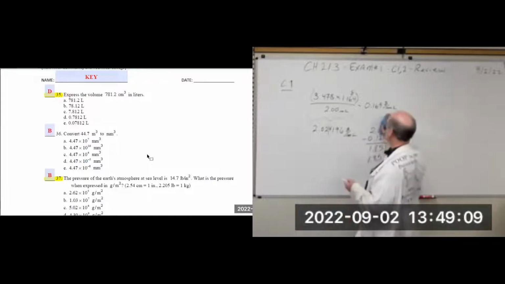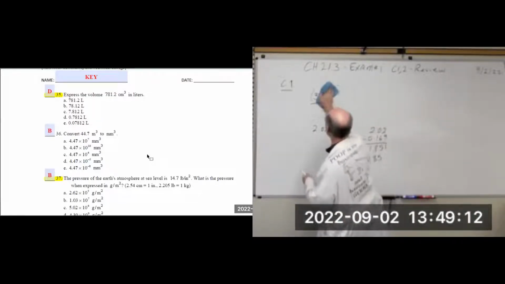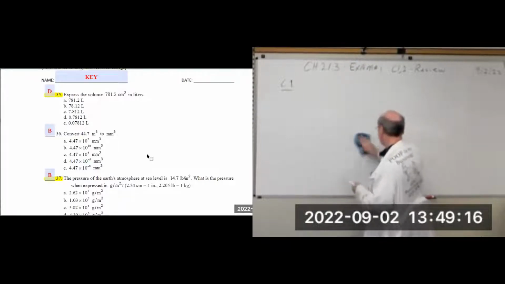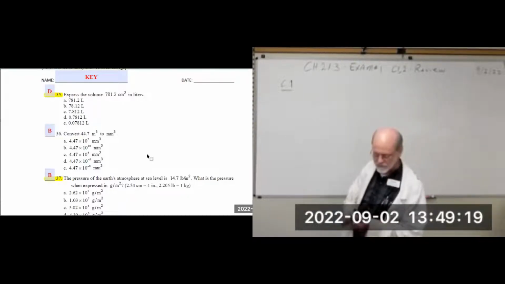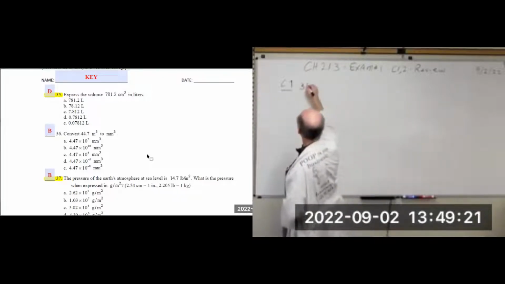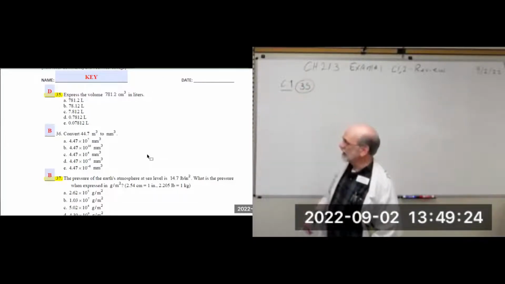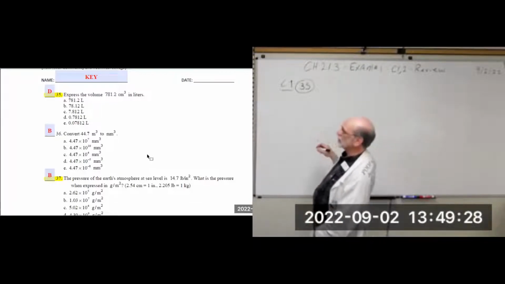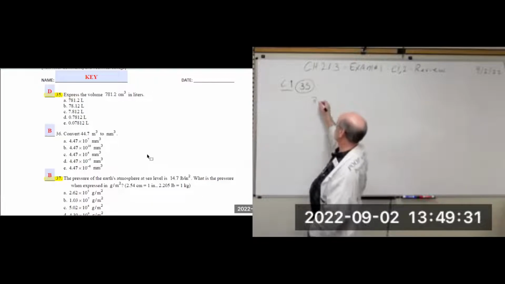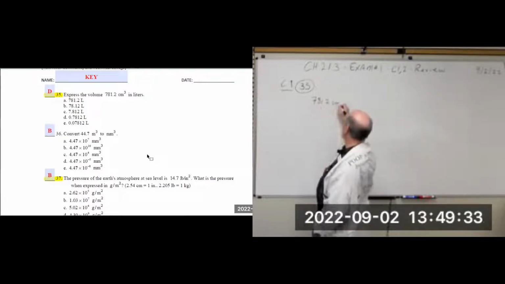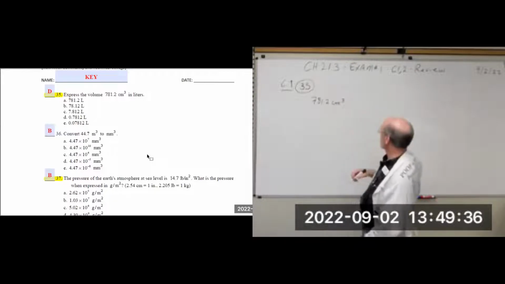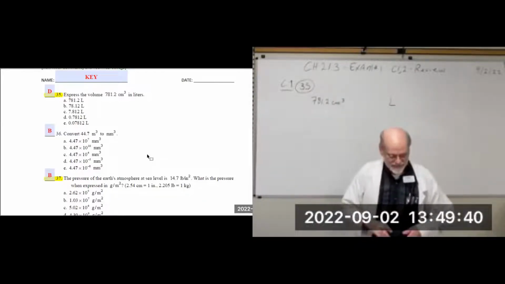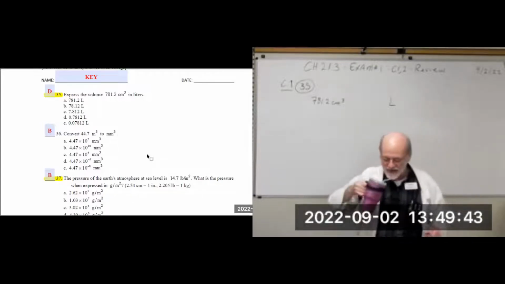Let's see, 35. Got to write the number up on the last one. 35. Express the volume 781.2 cubic centimeters in liters. It looks bad, but it's not.